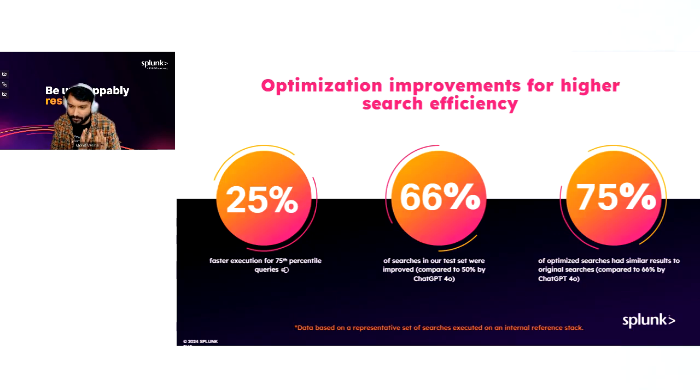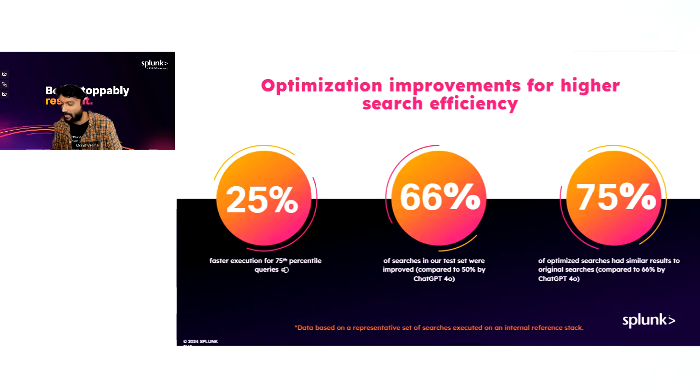So the good news, right? Especially on really bad searches. If you looked at the searches that were in the 75th percentile of execution time, it can reduce the execution time by as much as 25%, which is huge. All of this directly translates into SVC savings. It translates to shorter execution times.